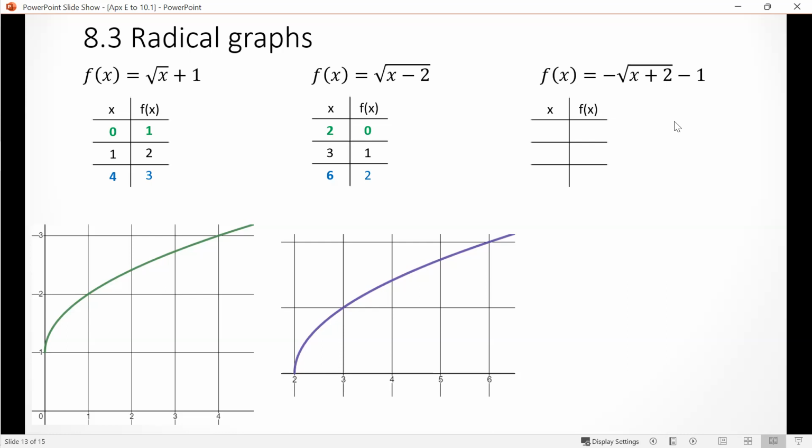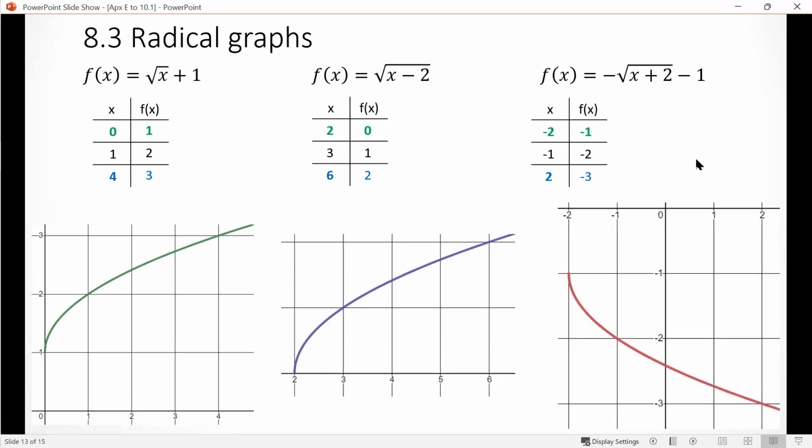If you want to plot some points, make sure to pick an x value that is going to make the thing inside the square root 0. So we want to pick x is negative 2 for our smallest x value. So our domain is negative 2 to infinity. And then I just picked a couple x values that I know I can take the square root of. We find their corresponding y values and we graph it. So the starting point is at x is negative 2, y is negative 1, and our graph is flipped upside down because of that negative in front.